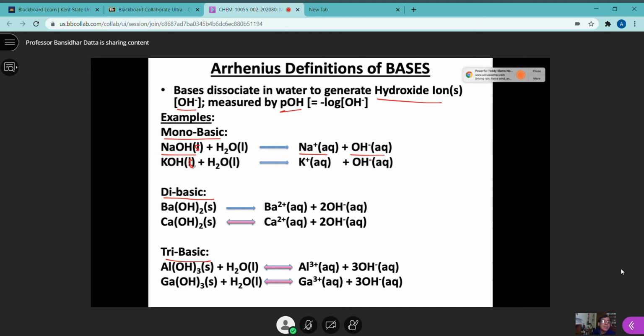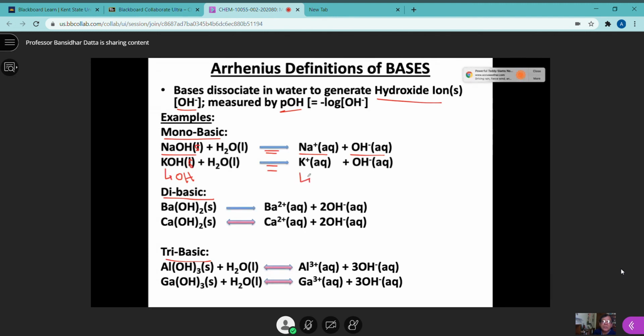Potassium hydroxide, H2O, making the potassium plus and hydroxide ion. I'm basically indicating an equal sign, not a single arrow, because it's complete dissociation. So that's a strong base, right? And this sodium hydroxide, potassium hydroxide, lithium hydroxide, which I did not write, rubidium hydroxide, cesium hydroxide, they are all group 1 elements.